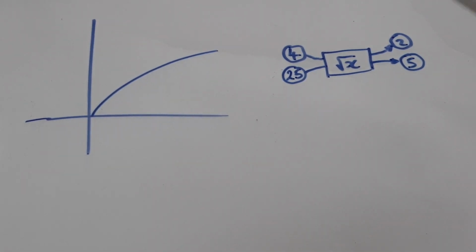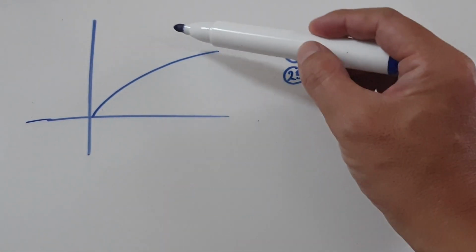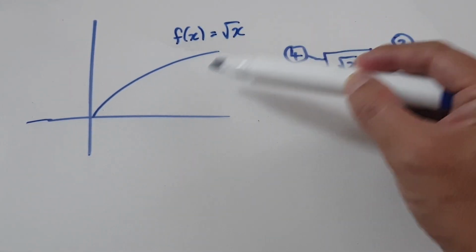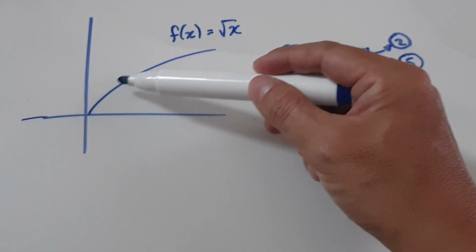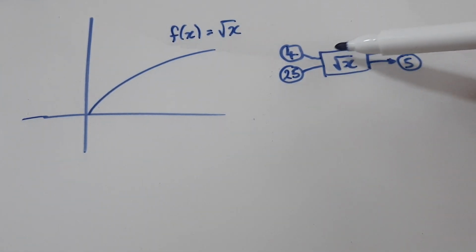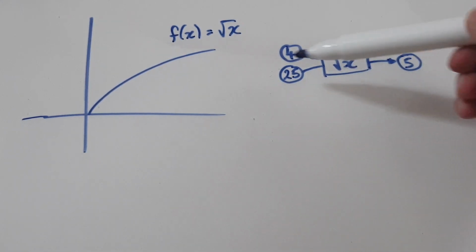In this video, we're going to try and understand the domain and the range of this function f of x equals square root of x. So I'm expecting you to know that the graph looks like this. The domain of this function is what you can put into the machine, this machine here, without it breaking down.